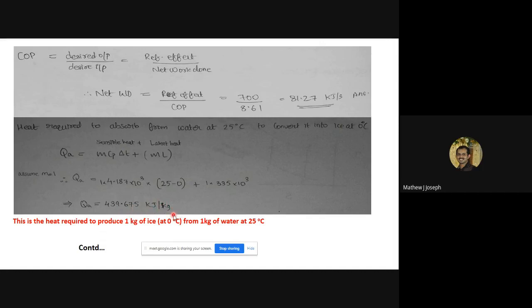It is very easy to calculate this value, but we have to understand the meaning of this result. What is the result obtained here? The heat QA is equal to 439.675 kilojoules per kilogram. What is the physical meaning of this result? This will be the heat required to produce 1 kilogram of ice at 0 degree Celsius from 1 kilogram of water at 25 degree Celsius.